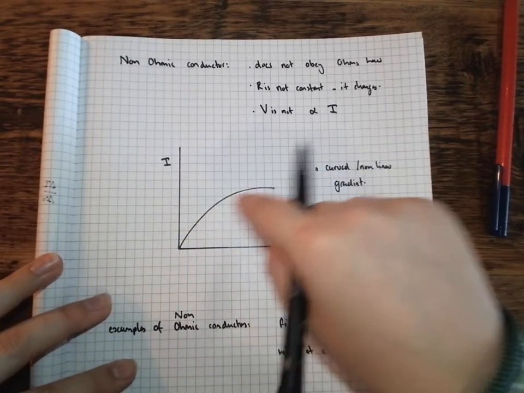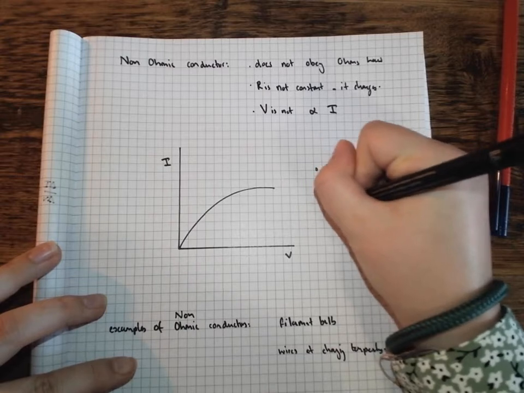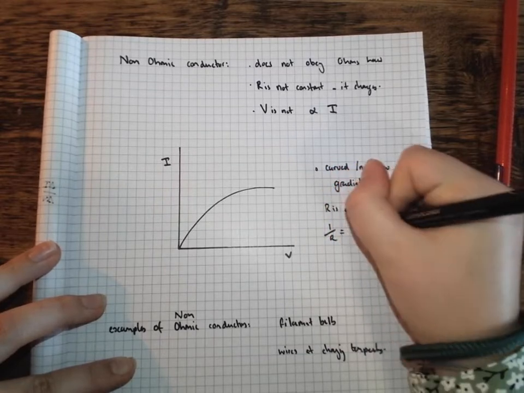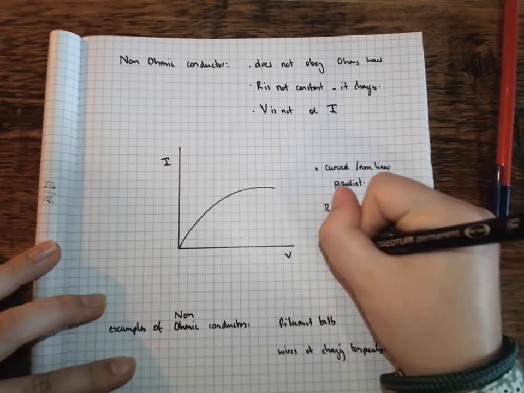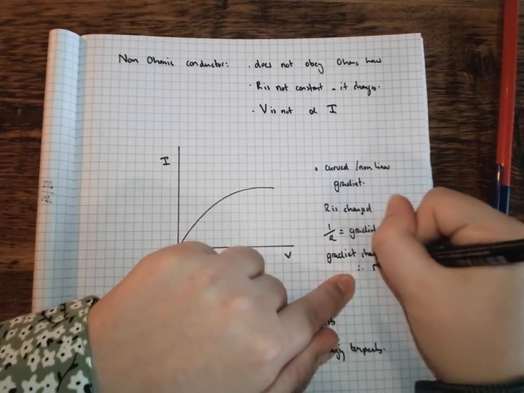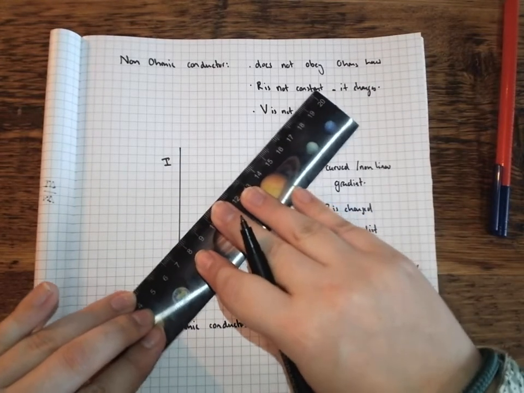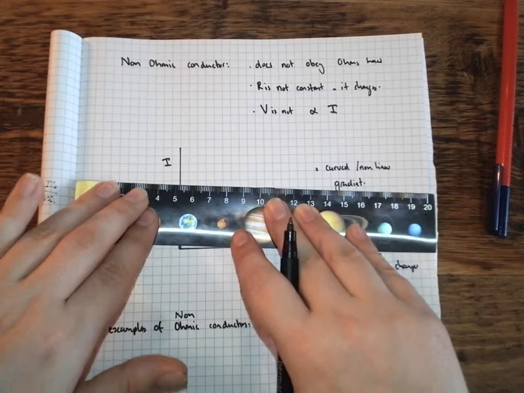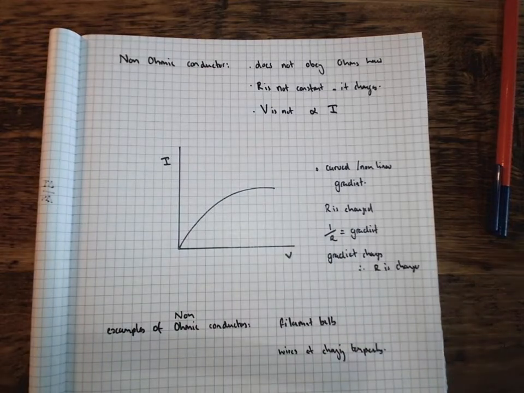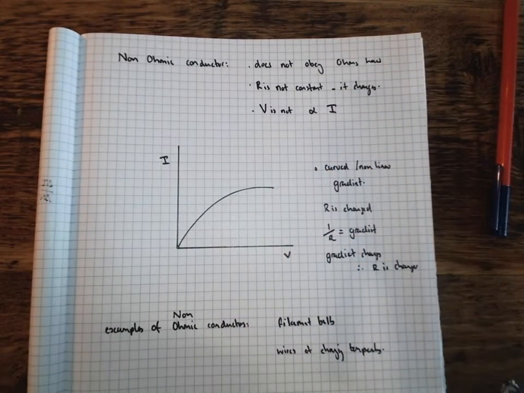So an IV graph that has a curving, non-linear gradient means it does not obey Ohm's law, because R is changing. R is changing because remember 1 over R is equal to the gradient, and since the gradient changes, that means R is changing. If I use my ruler, you can see the gradient is always changing as we go through, so my R value is always changing through this circuit. So resistance is not constant, V is not proportional to I, and it does not obey Ohm's law.